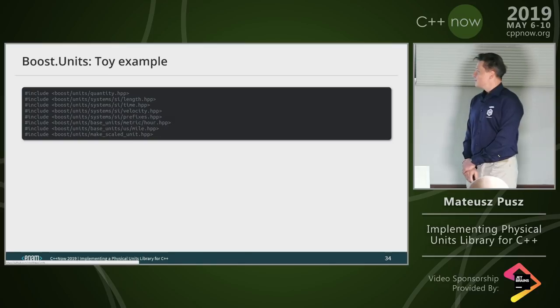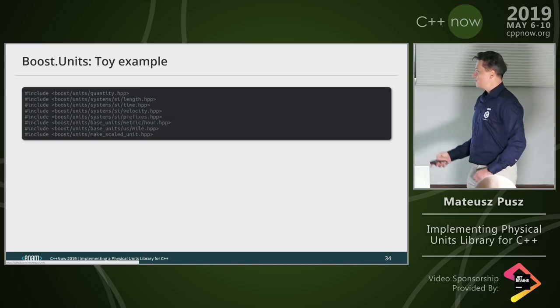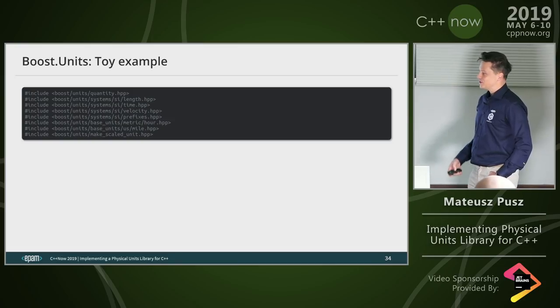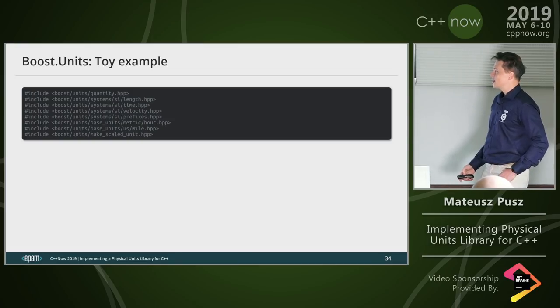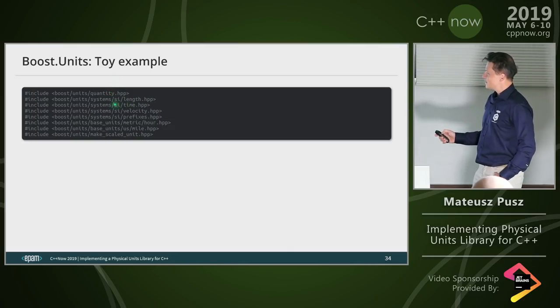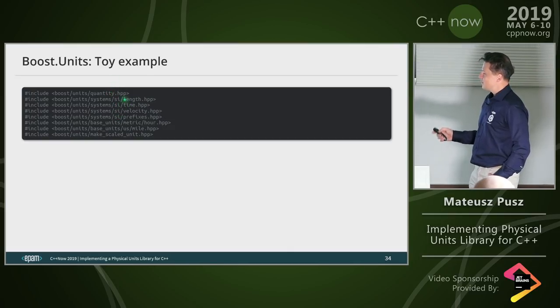So let's implement this toy example in Boost.Units. First of all, you have to include a lot of headers. This is how Boost.Units is designed. They have hundreds of headers. And of course, there are some aggregates, like for SI, you can have all of SI in one header.